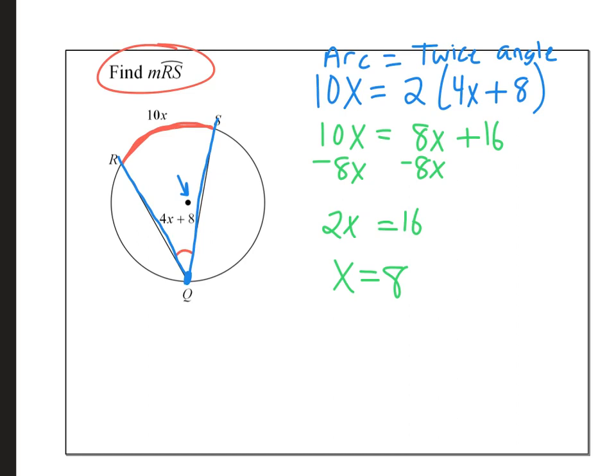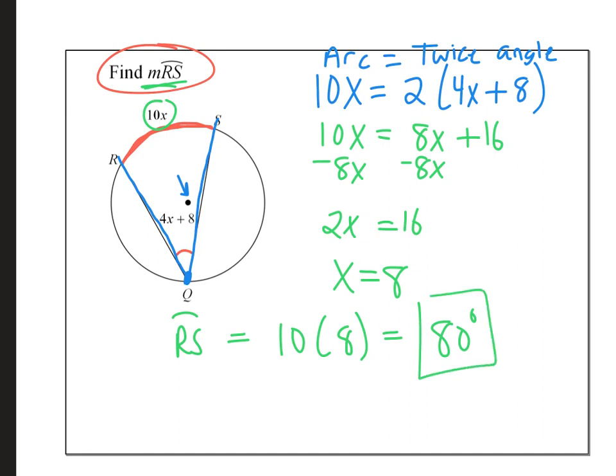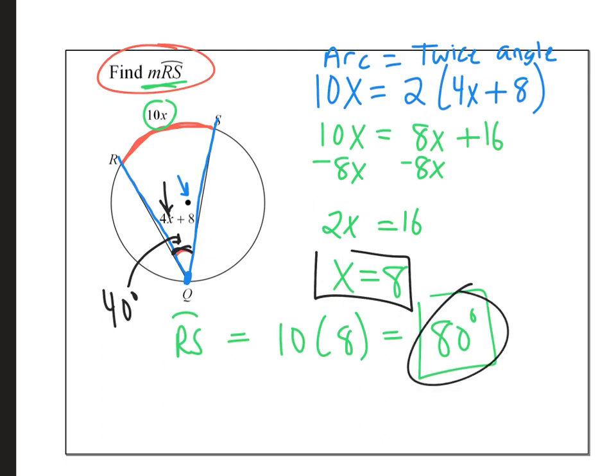Now our question was not just to solve for x, we needed to know the measure of the arc RS. Well, RS is 10x. Okay, so arc equals 10 times the x value, so it must be 80 degrees. Okay, and just for completion here, not that it asked, but the angle should be then 40 degrees. You could check that by plugging in the x we got: 4 times 8, 32 plus 8 is 40. But again, we just needed the arc measure, and in this case, 80 degrees. And that is that.